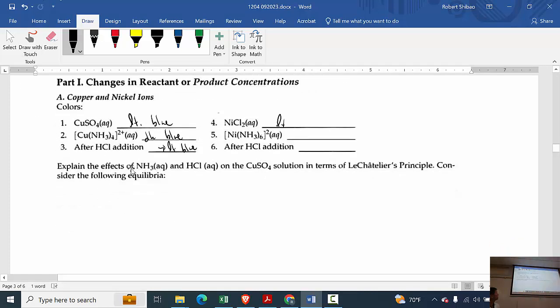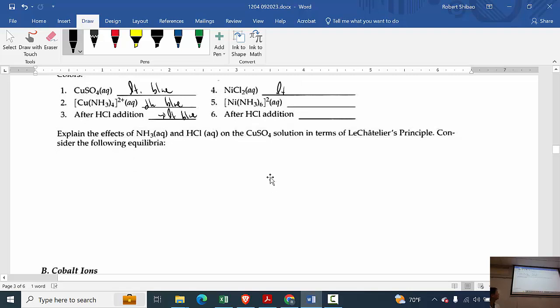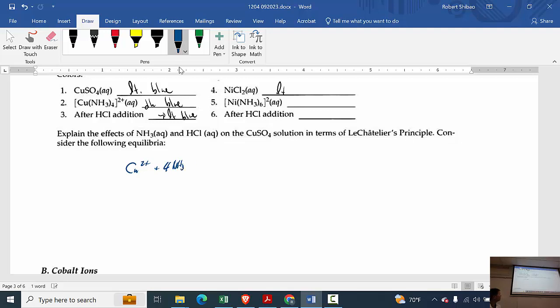Okay, explain the effects of ammonia and HCl on CuSO4 solution in terms of Le Chatelier's principle. Consider the following equilibria. Did I not copy that? All right, the equilibrium they're talking about is this. Just write it here. That would be a copper 2 ion plus 4 ammonia yields the tetramine copper complex. In a formal report, we would explain this in a paragraph or two. For this, we could explain it just pictorially.